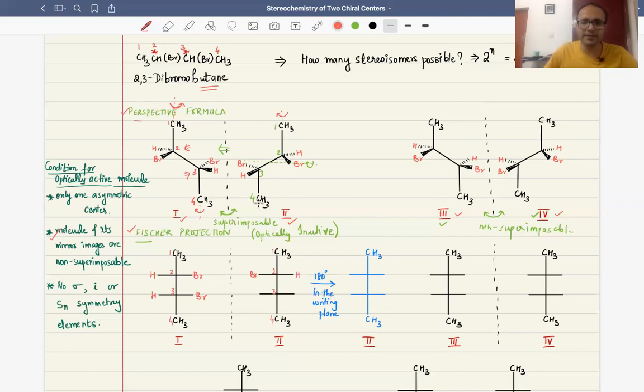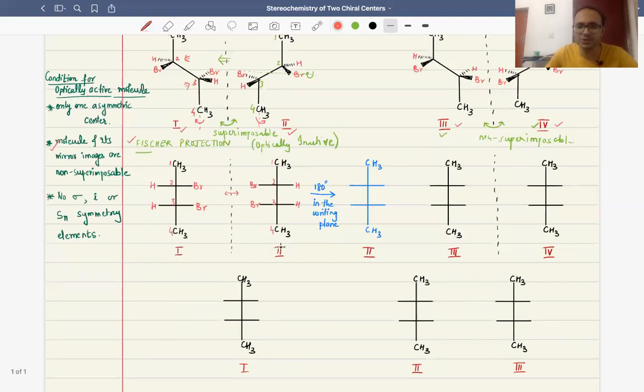Similarly, for drawing the second stereo center, again I'll go using the clockwise direction. My H will be coming on the right side, and Br would be on the left side of the molecule. Okay, now see here, you can visualize also the mirror image perfectly. You can see that structure number one and structure number two both are mirror images of each other. We can perfectly understand it by seeing the Fisher projection formula.